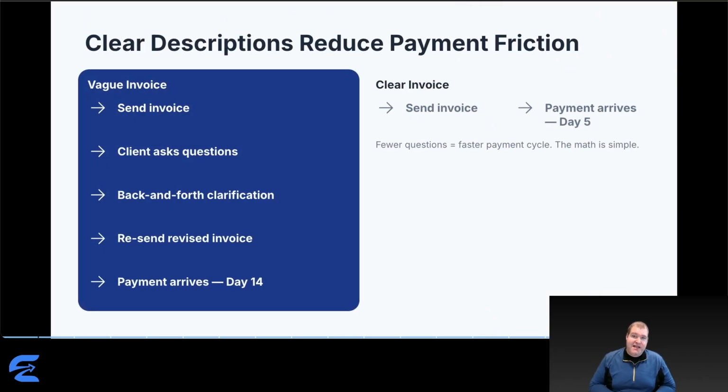Two timelines side by side. Vague invoice. Send it, client has questions, back and forth over email, you clarify and resend, payment arrives on day 14. Clear invoice, send it, payment arrives on day 5. 9 days faster on a single invoice. Across a full month of invoicing, that difference in cash flow timing is meaningful, especially for a freelancer managing their own business finances without a billing department to chase payments. The cause of the delay in the first scenario isn't a difficult client. It's an invoice that required a follow-up conversation to make sense of. Remove the confusion, and you remove the delay.